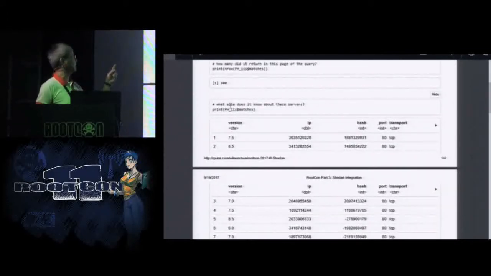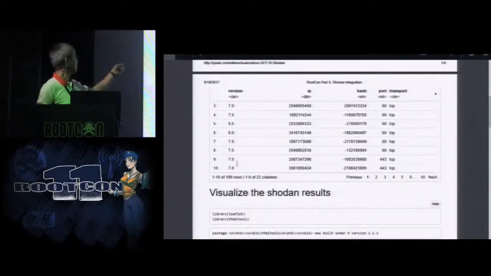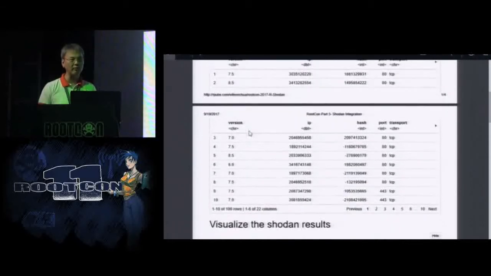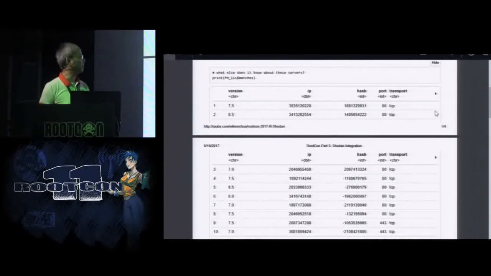How many in the first page? 100. What else does it know about these servers? Here. We know the transport, we know the version of the IIS. As you know, IIS has a lot of versions from 5, 6, 8.5, 7. We're looking for other version 5 IIS because these are most likely unpatched and very vulnerable, right? So what else do we know about them?